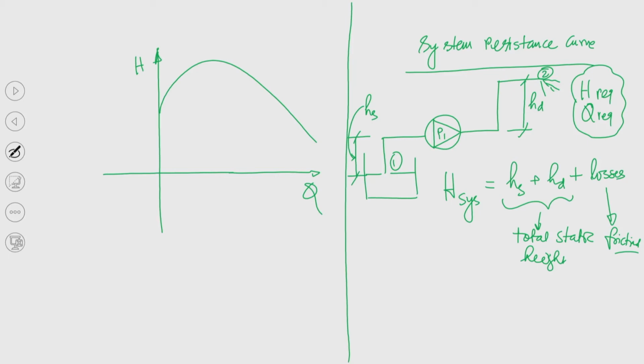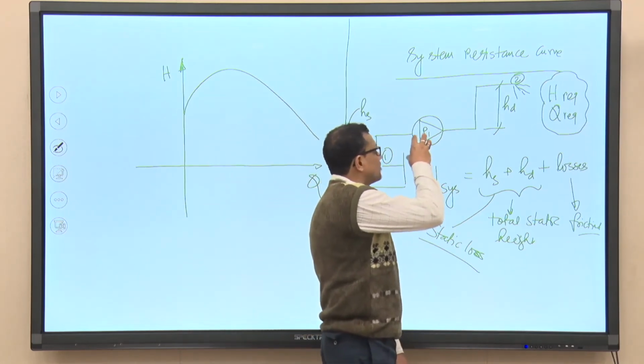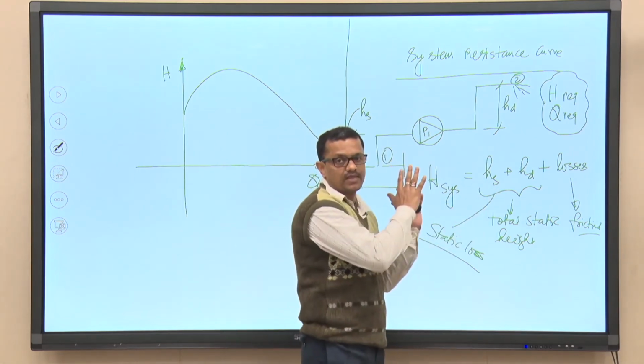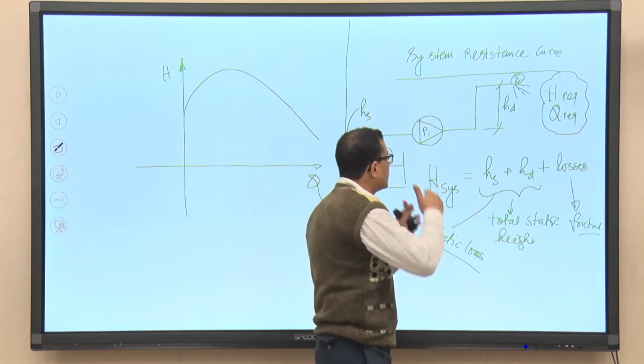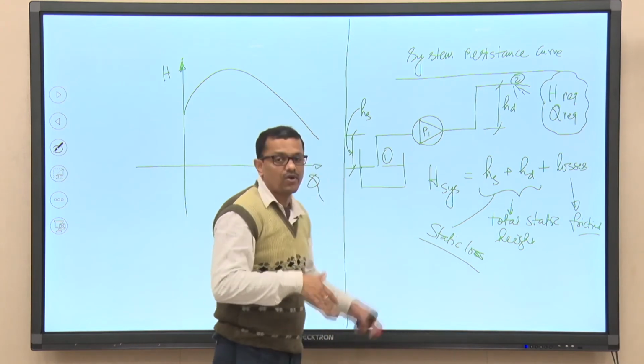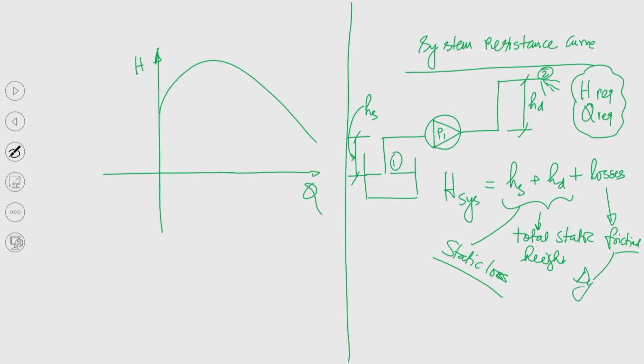So, this is the static loss. There will always be static loss to overcome the static height. This is known as static loss, and it is always there irrespective of the type of pump, irrespective of the specification of the pump. We always need to overcome the static height if this is the system, and if we need to lift water from point 1 to 2, then this is always the static loss, and the frictional loss is known as dynamic loss.